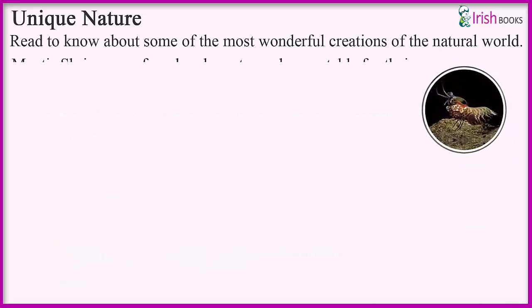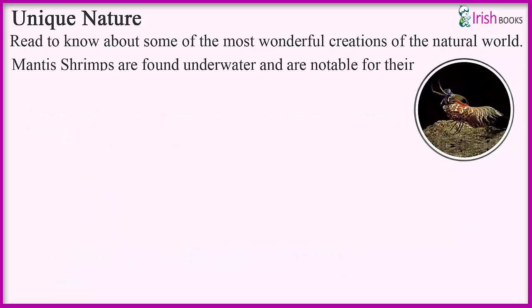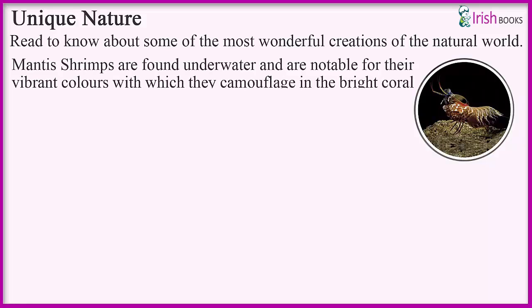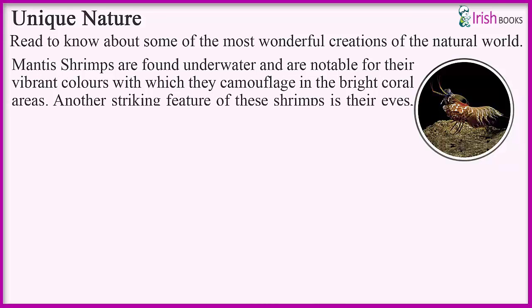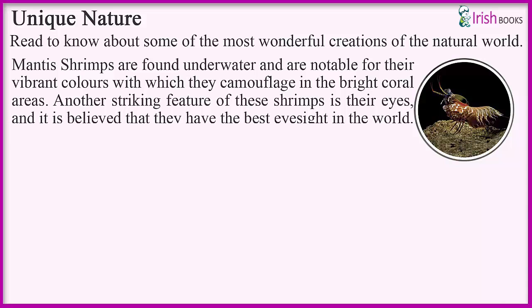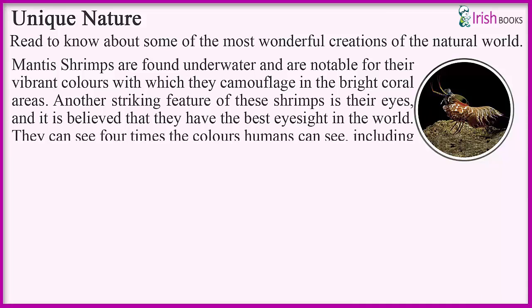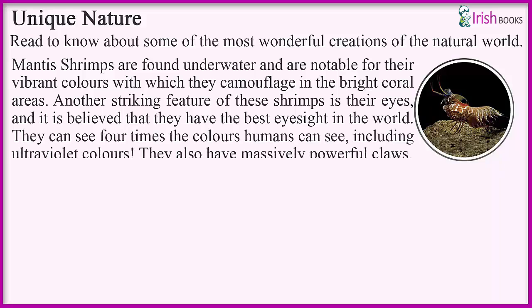Mantis shrimps are found underwater and are notable for their vibrant colors with which they camouflage in the bright coral areas. Another striking feature of these shrimps is their eyes, and it is believed that they have the best eyesight in the world. They can see 4 times the colors humans can see, including ultraviolet colors. They also have massively powerful claws.